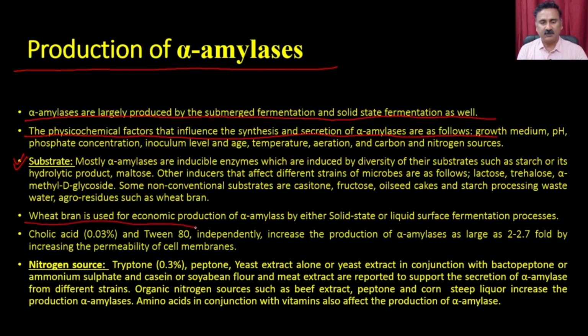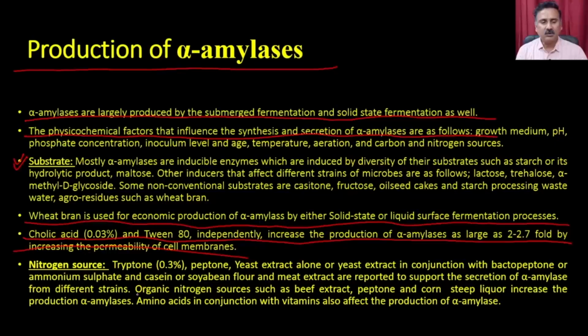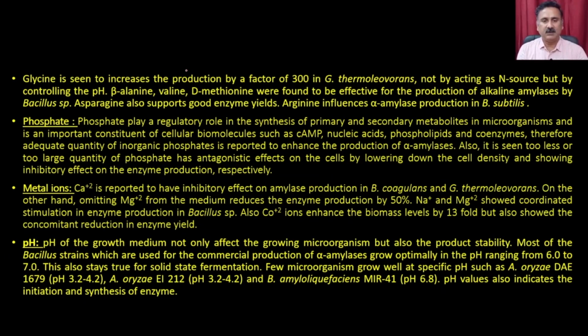Wheat bran is used for the economic production of amylase by solid state or liquid surface fermentation processes. Cholic acid and 2,4-D independently increase the production of alpha amylases by as much as 2.2 to 2.7 fold by increasing the permeability of the cell membrane. So they are going to increase the recovery of the enzyme. You can also use different types of nitrogen sources in the fermentation process, and that is also going to enhance the alpha amylases. Then glycine seems to increase the production by a factor of 300.